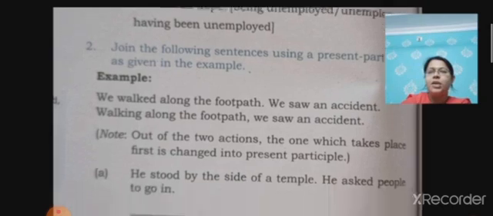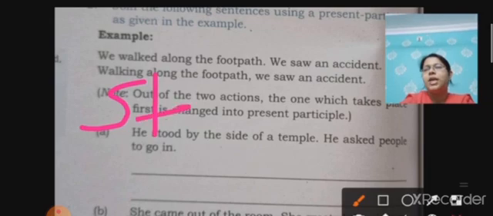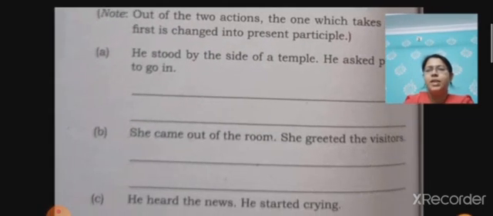Okay. He stood by the side of the temple and he asked people to go in. So here students, what do you think which is the first action taking place? He stood by the side of the temple, right? So you can write, standing by the side of a temple, he asked people to go in. Here you're going to write, standing by the side of the temple, comma, he asked people to go in. Okay? Let's see second one.